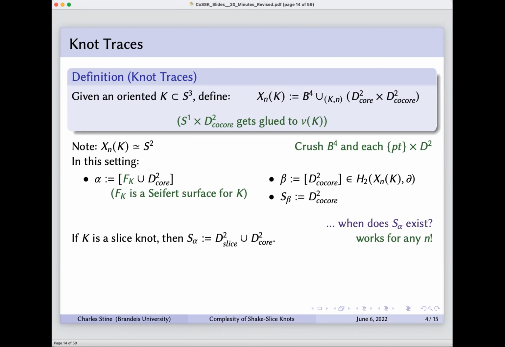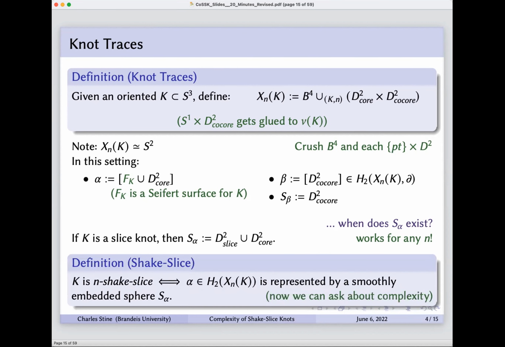But this isn't the only way we can have this condition. In fact, it was shown by Akbulut in 1977 that it's possible to have these spheres exist in these knot traces without the knots themselves being slice. And so we call these knots n-shake slice knots, where n is the framing associated to the trace. And so long as we restrict to n-shake slice knots, we can now start to think about answering question 2, which is about the complexity, the geometric intersection number between this sphere and the co-core of the two-handle.